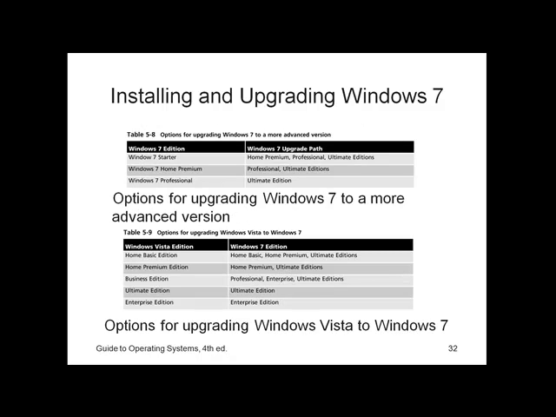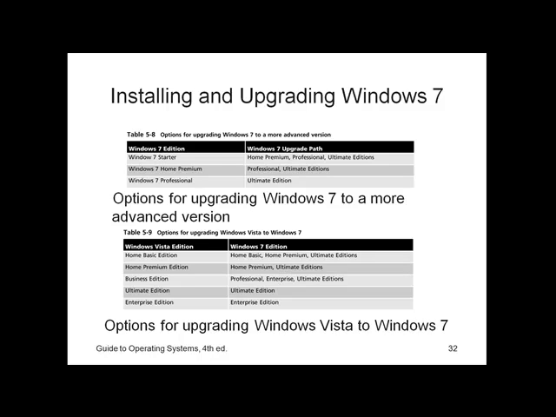There are some options for upgrading Windows 7 to a more advanced version that you need to be aware of. Windows 7 Starter can be upgraded to Home Premium, Professional, or Ultimate. Windows 7 Home Premium can be upgraded to Professional or Ultimate. And of course, Windows 7 Professional can be upgraded to Ultimate.